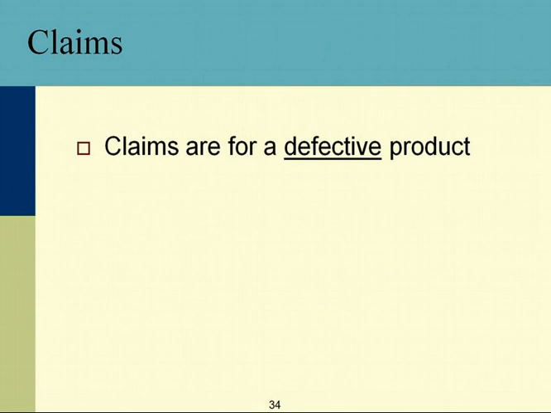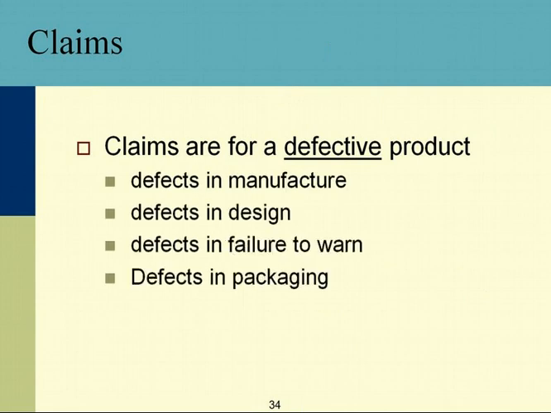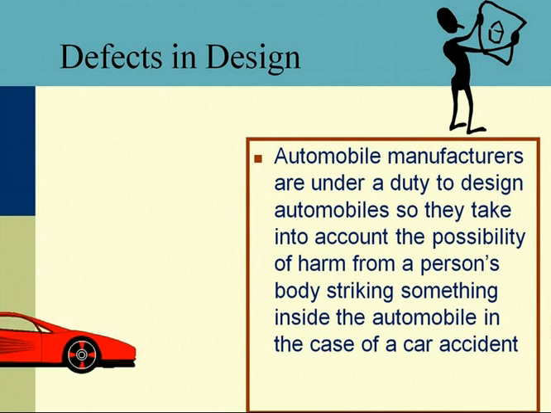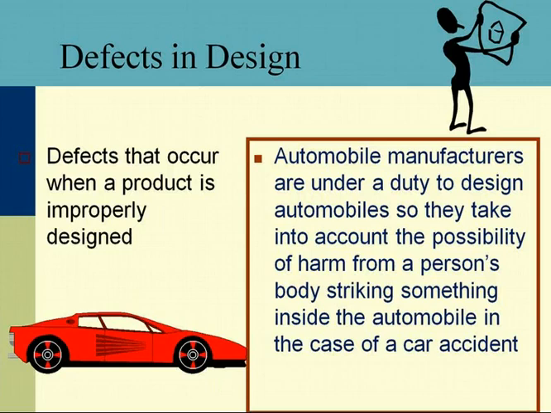Claims are for a defective product. The defects are in manufacturing, in design, failure to warn, or failure in packaging. Failure of design in manufacturing is fairly straightforward. It was improperly assembled, they failed to properly test a product, they didn't check the quality of the product, a bolt was left loose, a piece was missing, whatever, and that was the cause of the injury. Product and design says that, for example, automobile manufacturers have to design a car anticipating that there may be an accident and making it safe on the inside. Defects that occur when a product is improperly designed.